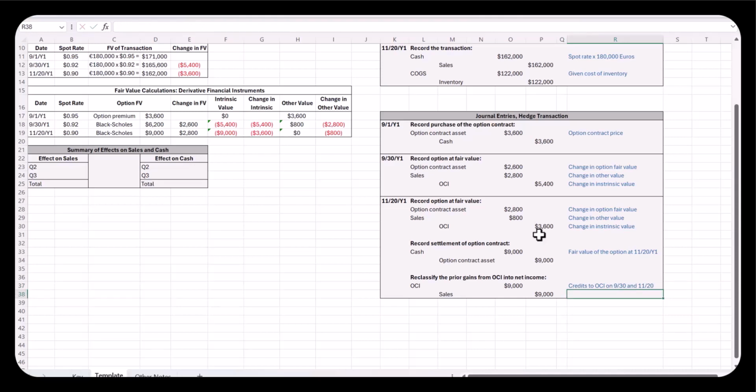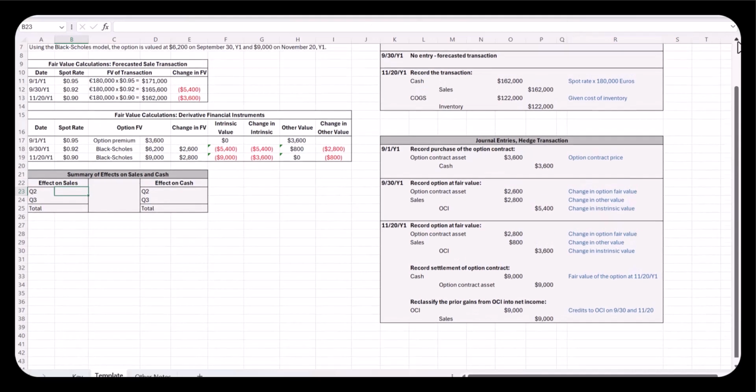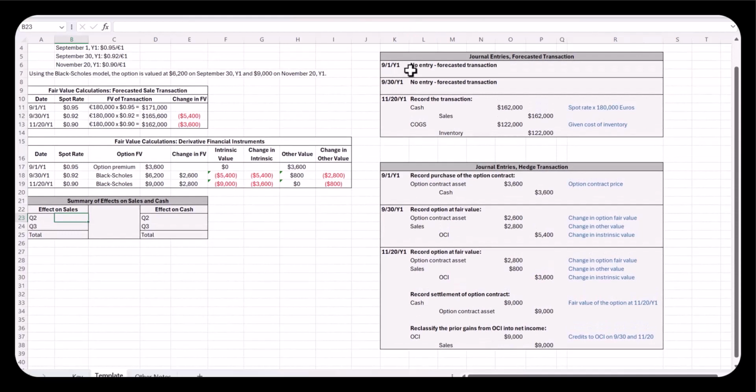Now that's a lot of journal entries, so one thing that I like to do to bring it all together is to look at the overall effects on sales and on cash. We're going to look at it by quarter and then in total. In Q2, which is basically anything that happened in September, nothing happened related to our forecasted transaction, but related to our hedge, we did record a debit to sales for that change in other value of $2,800. That's a decrease to sales since it's a debit, so I'm going to put a negative sign here. We've got a negative effect on sales of $2,800 in Q2.